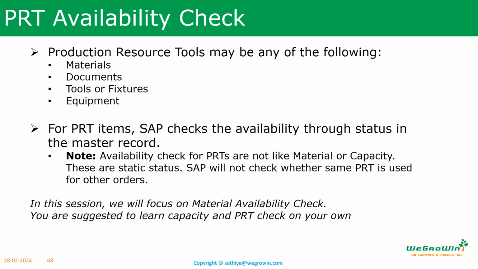Next is the PRT availability check. Production resource tools may be any of the following, like materials, documents, tools, fixtures, or equipment. For PRT items, SAP checks availability through status and master record. That is, availability check for PRT are not just material or capacity, these are static status. SAP will not check whether the same PRT is used for other orders also. So you have to be very careful when using the PRT availability check.